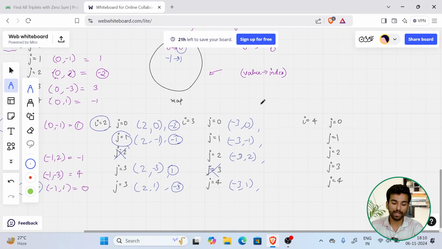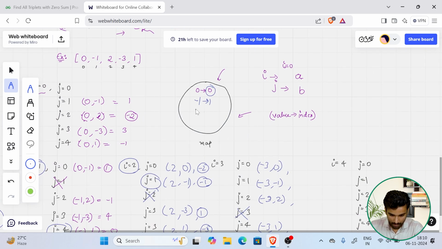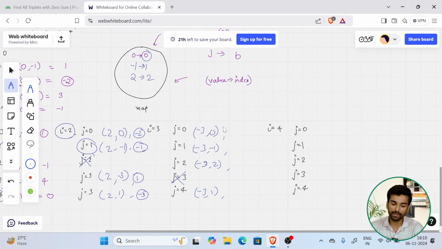Before moving to the next iteration, I will put the current value of array of I into my map. So the map will become 2, and its index is also 2. Then I move to the next iteration of I, that is minus 3 comma 0. The resultant sum that we require is 3. Is 3 present? It's not present. Minus 3 minus 1 is minus 4, and minus 4 will become 4. Is 4 present? No, not present.